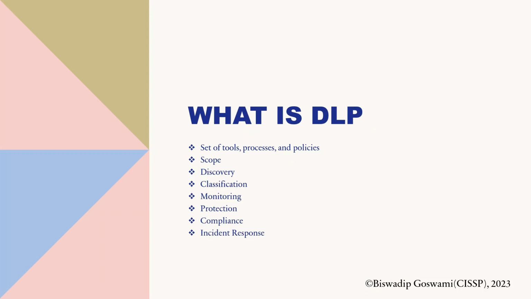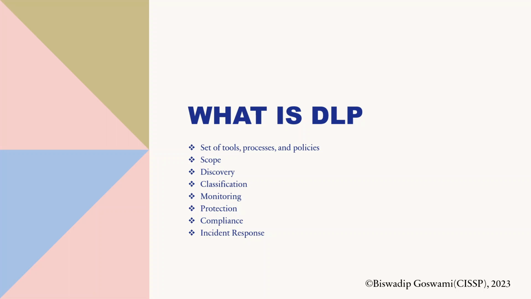Now, let us talk about what is DLP. DLP is a set of tools, processes, and policies designed to prevent the unauthorized transmission of sensitive information. DLP solutions work by identifying, classifying, and monitoring sensitive data as it moves through an organization's network. It aims to prevent data breaches, protect confidential data, and ensure compliance with regulatory requirements. Data discovery. DLP solutions can identify and locate sensitive data throughout an organization's network, including structured and unstructured data and data stored in various formats and locations.